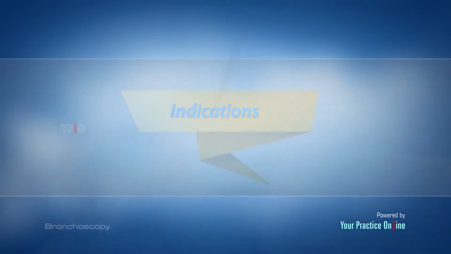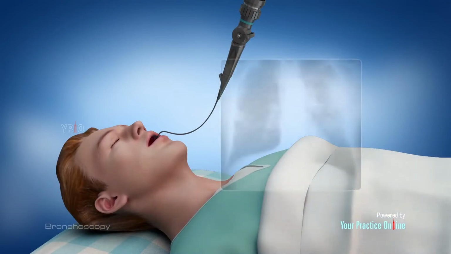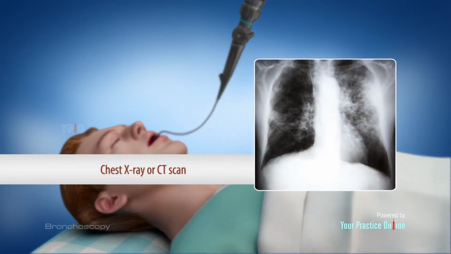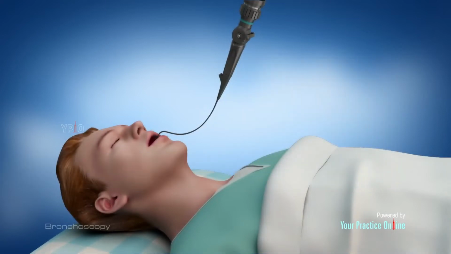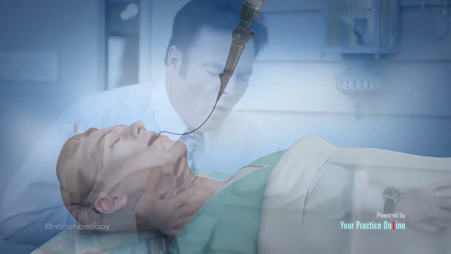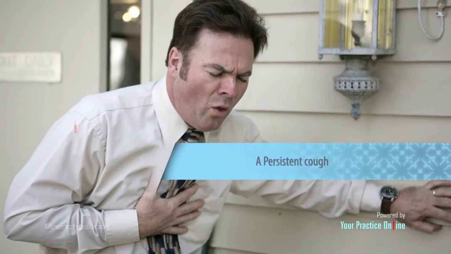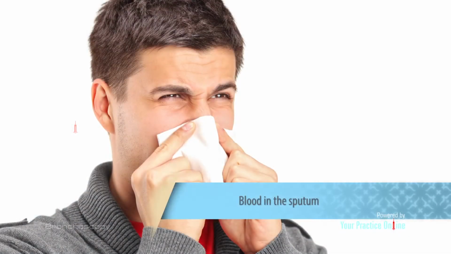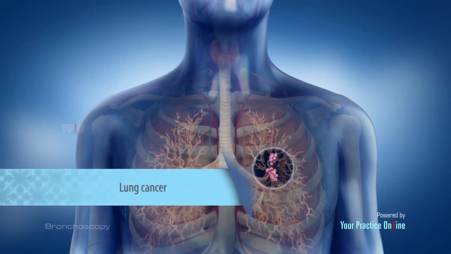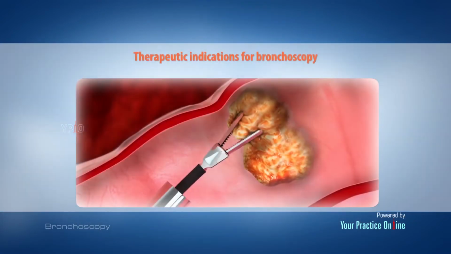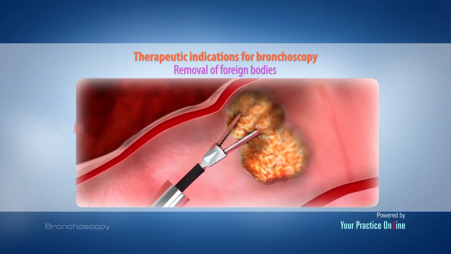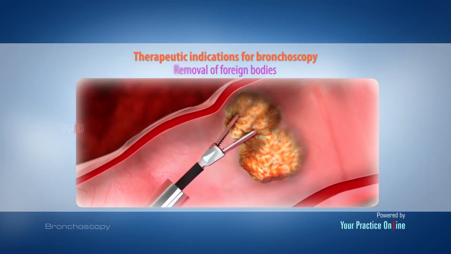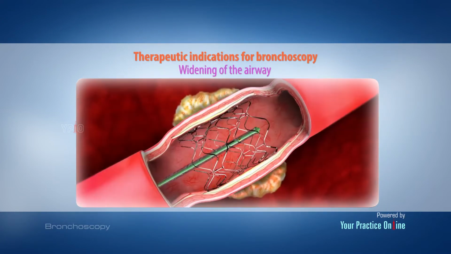Indications. Bronchoscopy is commonly performed to evaluate abnormal findings on a chest X-ray or CT scan and obtain biopsies for further studies. It may also be used to diagnose airway problems such as a persistent cough, difficulty breathing, blood in the sputum, and lung cancer. Therapeutic indications for bronchoscopy include removal of foreign bodies or mass blocking the airway and widening of the airway.